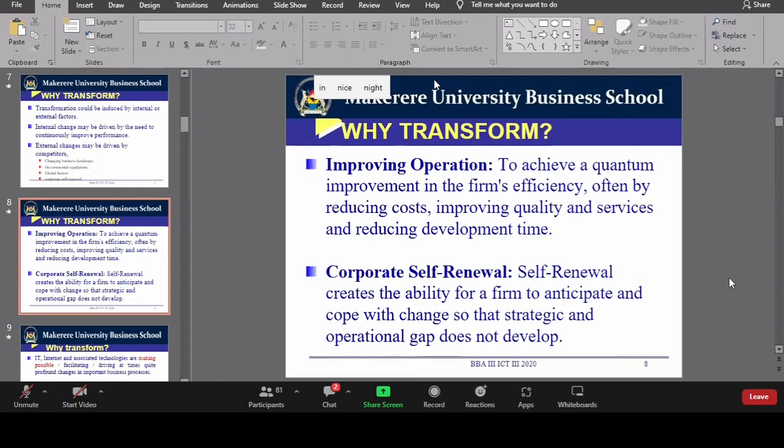Self-renewal creates the ability for a firm to anticipate and cope with change so that strategic and operational gaps do not exist. The strategic and operational gaps we're talking about are mainly to do with what we can do better than the others in terms of our planning. That is where we talk about self-renewal. As we talk about self-renewal, we are also looking at improving the way we do things in the long term. Sylvia, are we okay there?